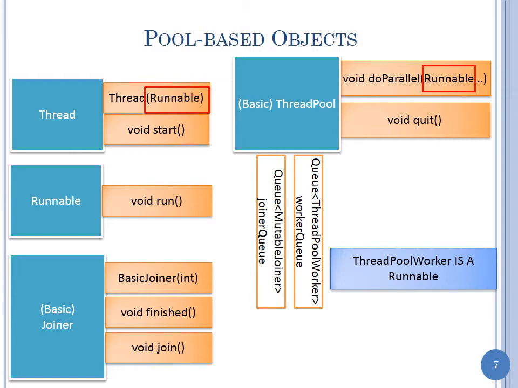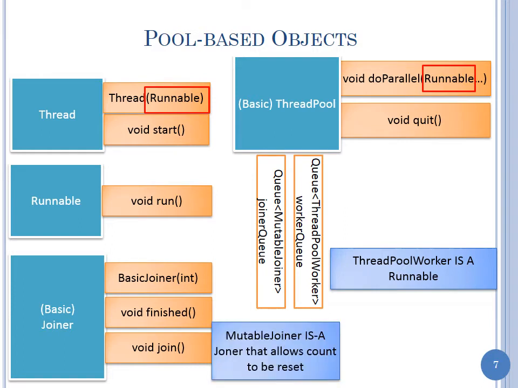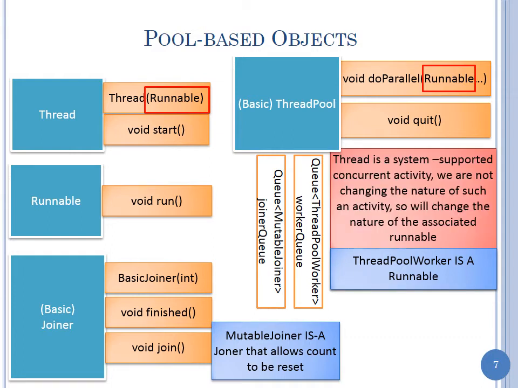So even though in 401 I taught Andrew these principles, he was the one who retaught them back to me and said, no, it should be a runnable, should not be a thread. Even though I've been teaching operating systems, he was right. Child is the father of man. So we have a mutable joiner is a joiner that allows count to be reset. Thread pool worker is a runnable. So thread is a system entity and a concurrent activity.